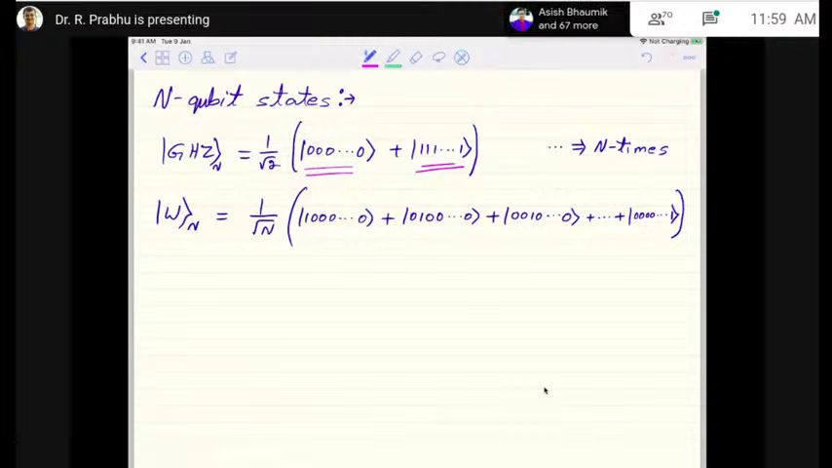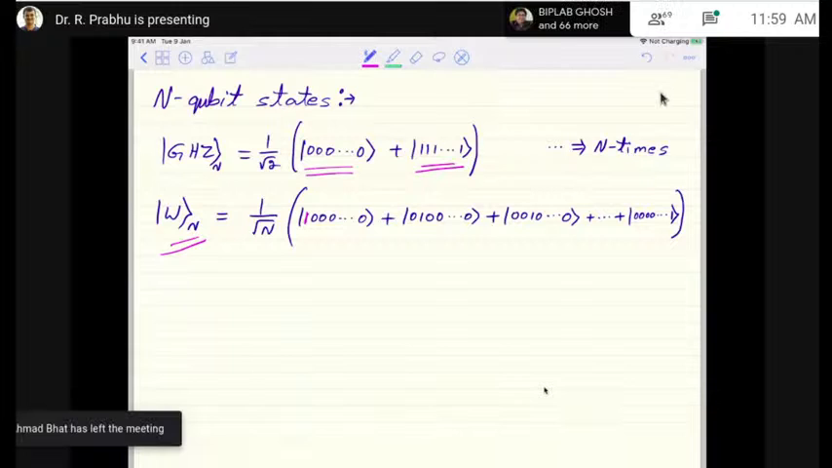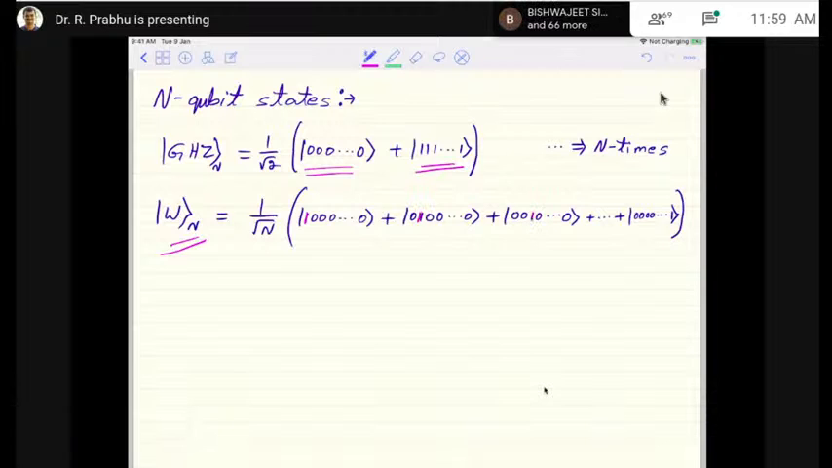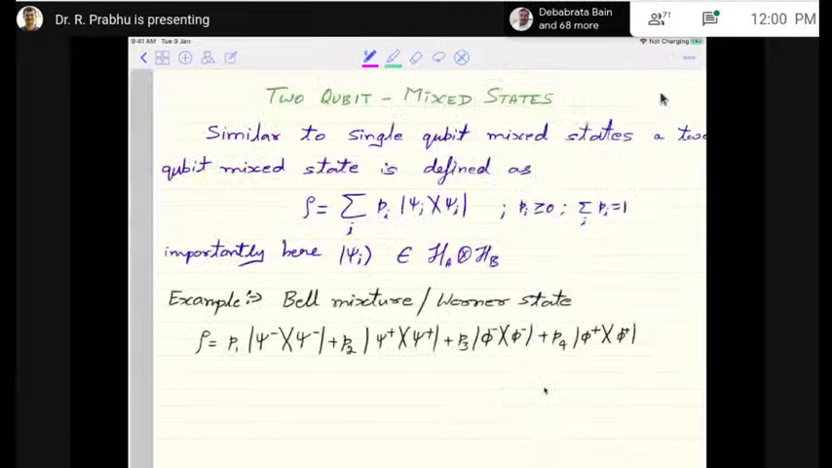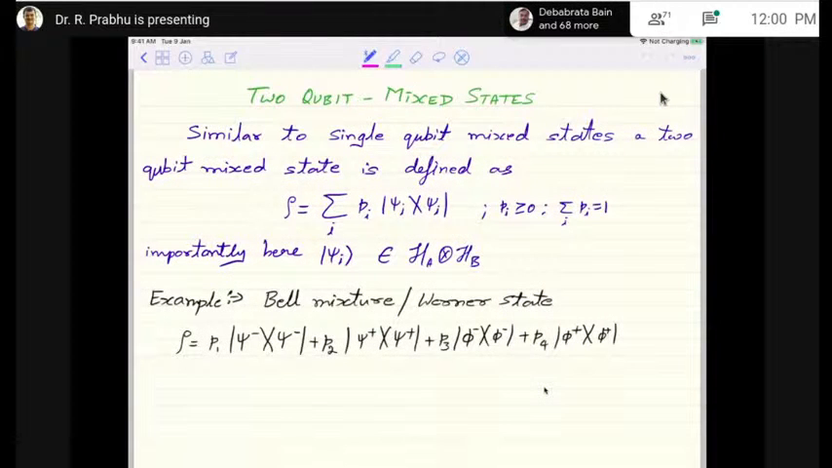And the W state is the one in which one of the particles has a quantum state opposite to all the remaining ones. So we have all the permutations of that particular system. This is called the n-qubit W state. Similarly, you can write for any other possible state.